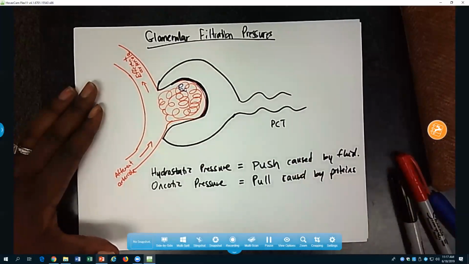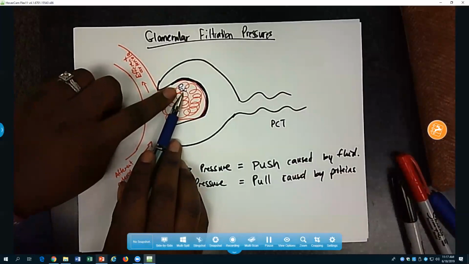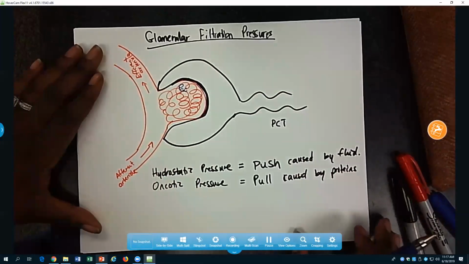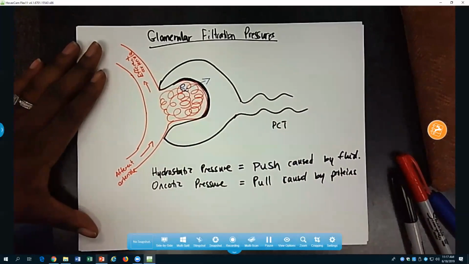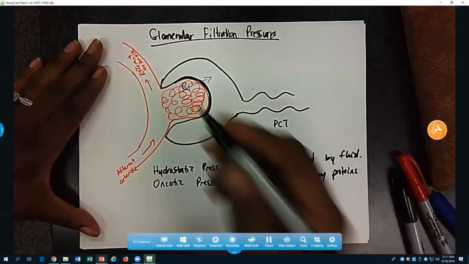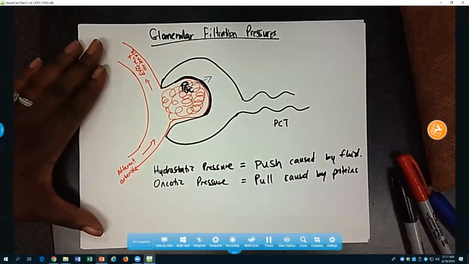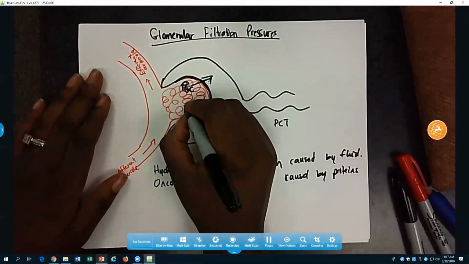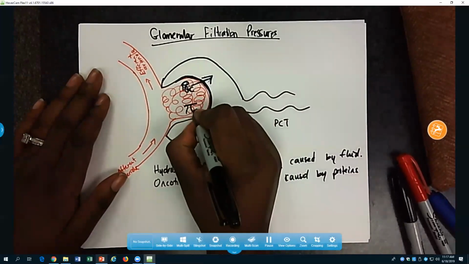And so when you actually look at the pressures here, we have the hydrostatic pressure of the glomerular capillary. This is the push that's exerted from the vessel, where this blood or plasma wants to go across into the Bowman space. So this is going that way. Can you guys see that? I'll make it a little bigger, PGC. And that is going across this way. Then we have the oncotic pressure of the glomerular capillary, just represented like this.